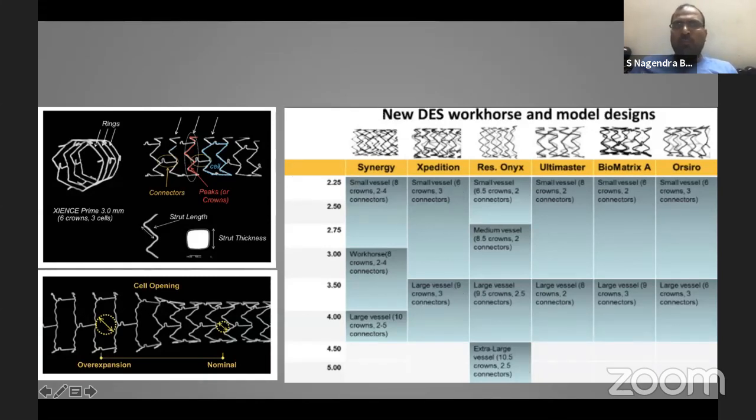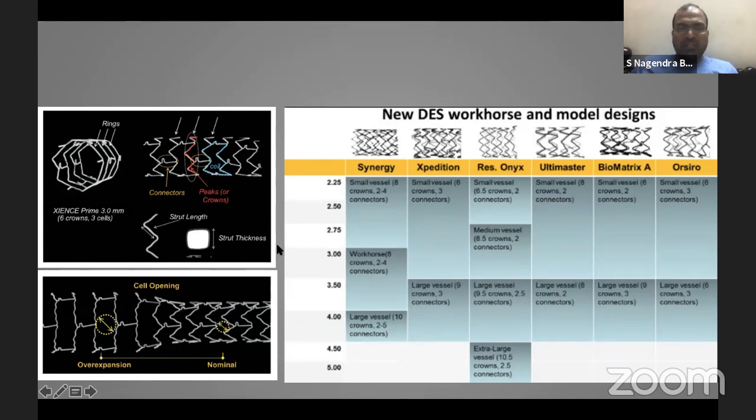Of course, there is going to be more curvature. It can expand very well. So look here. This is a normally expanded stent. This is an abnormally expanded stent, not abnormally expanded, an over expanded stent. So this point needs to be emphasized. This is called a cell opening. This is the normal cell opening. This is an abnormal cell opening.